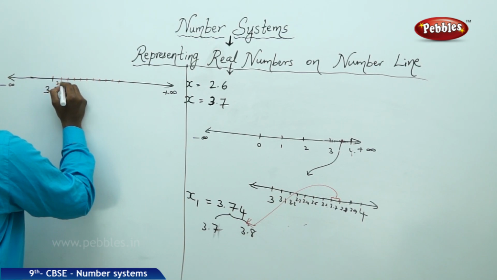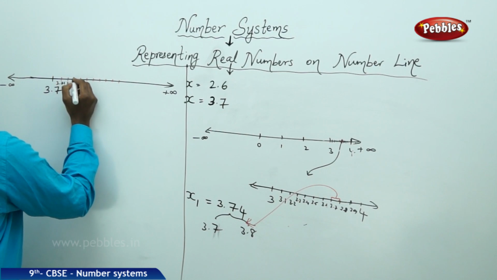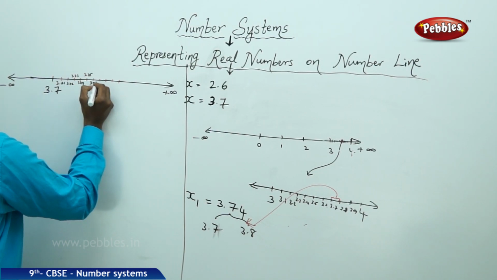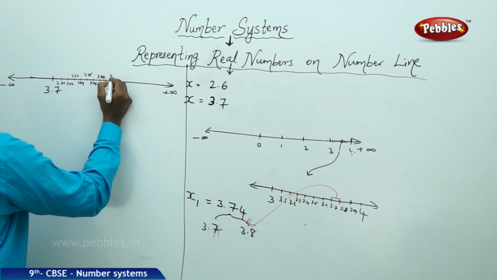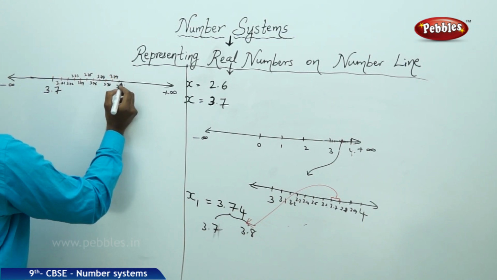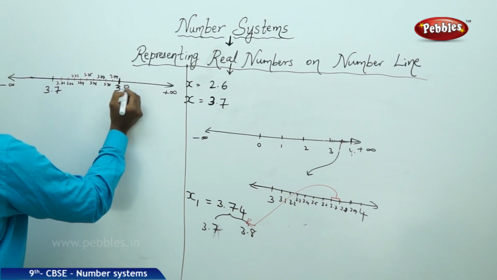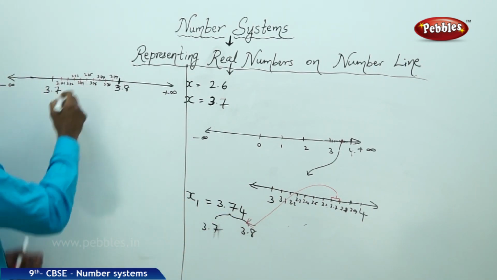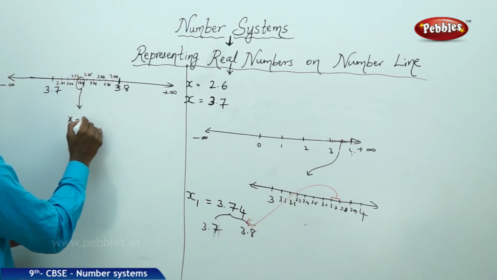So I get this to be 3.71, 3.72, 3.73, 3.74, 3.75, 76, 77, 78, 79, and this is finally 3.8. So my 3.74 can clearly be identified to be out here, which is 3.74.